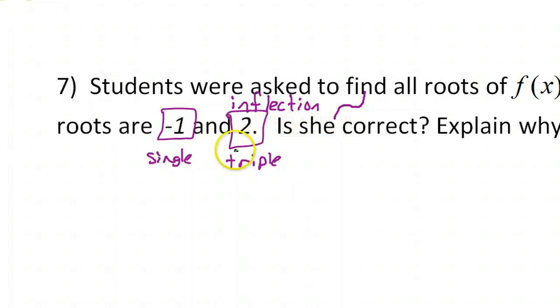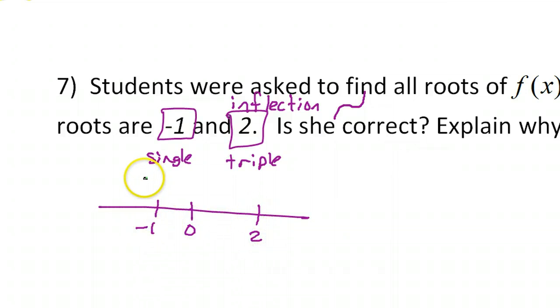So, to be sure, we need to look at the graph and see, are there any bounces? Are there any inflections? If we have 0, negative 1 and 2, and the graph just goes straight through, that means these are singles. So that means there must be additional roots that are imaginary. So let's take a look at the graph and see.